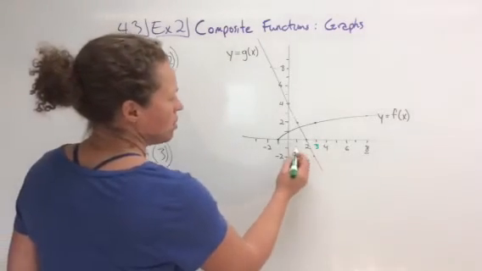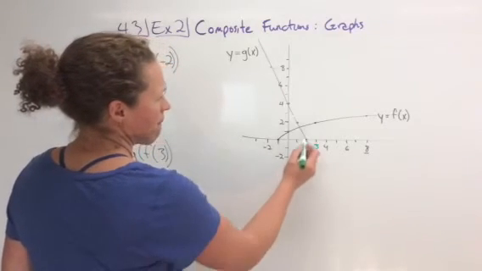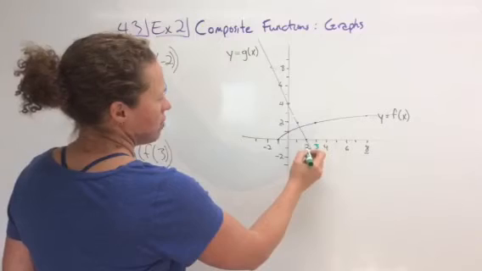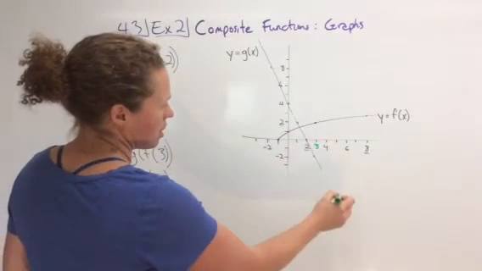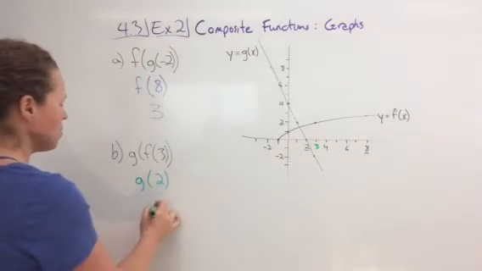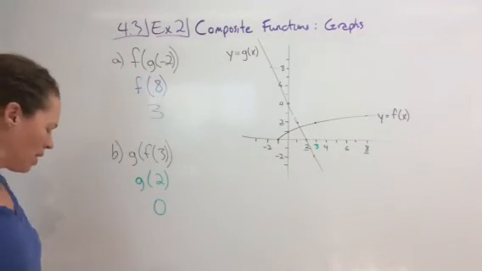So I'm going to go to 2. So this was my 2 here. And I'm going to look at where it intersects the g line. It looks like it's right at 0, right there. So this whole thing becomes 0.